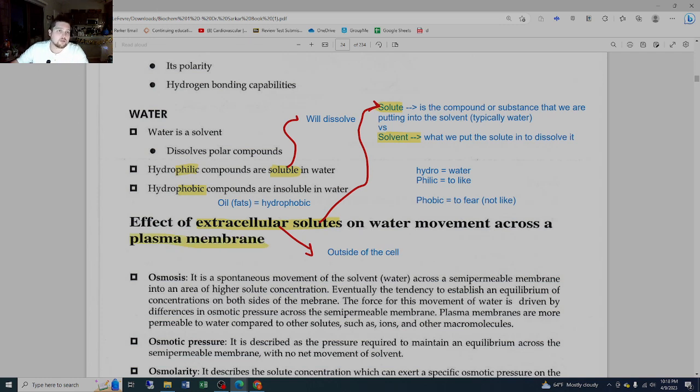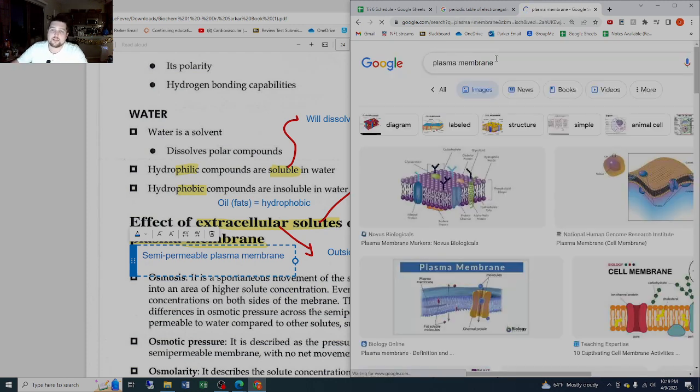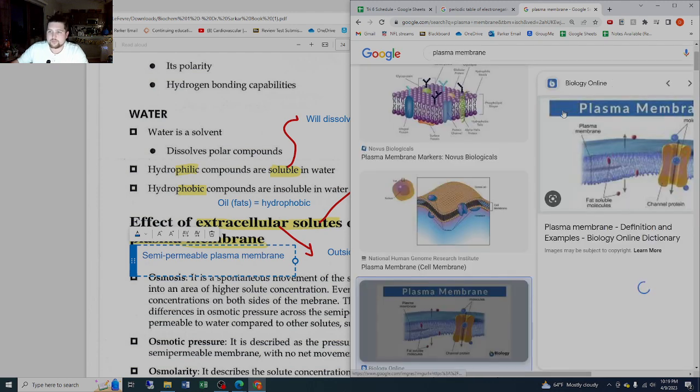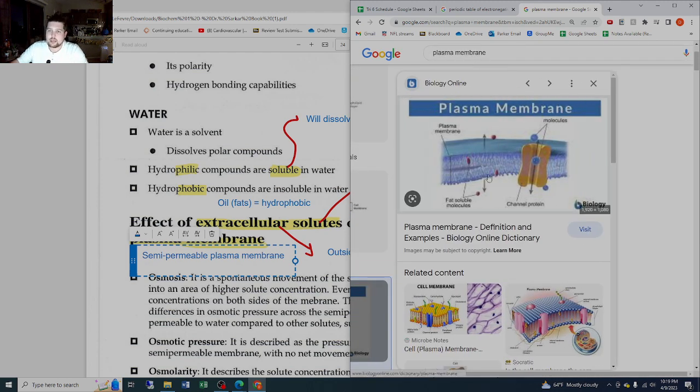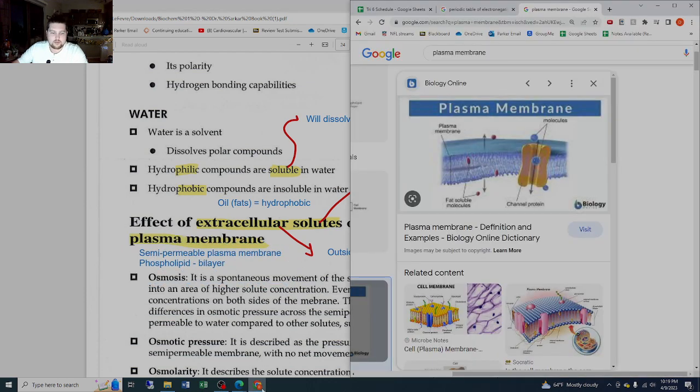So plasma membrane, you'll also see this called a semi-permeable plasma membrane. So the plasma membrane is what makes up the membranes of our cells, the outside of our cells. And we'll see these type of pictures a lot later on, where they have a phospholipid bilayer. And these are semi-permeable.